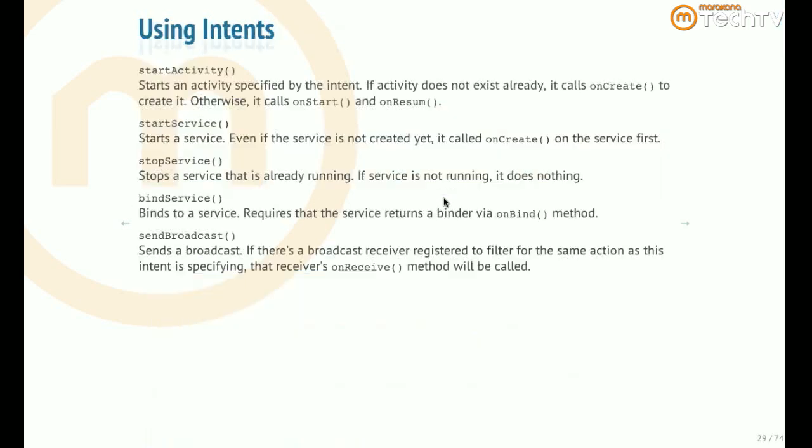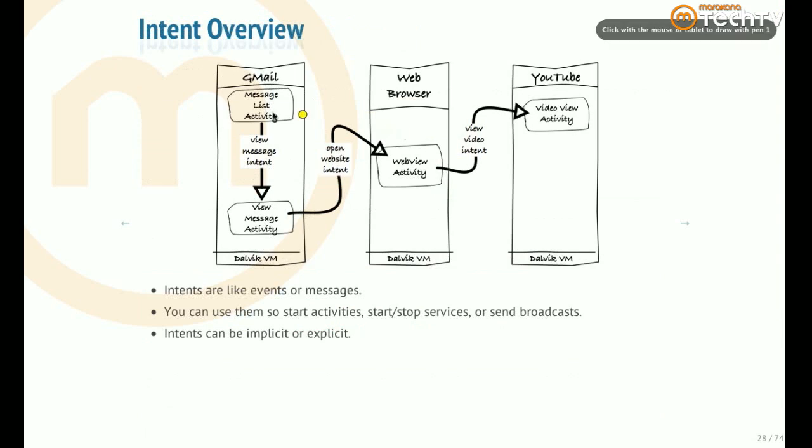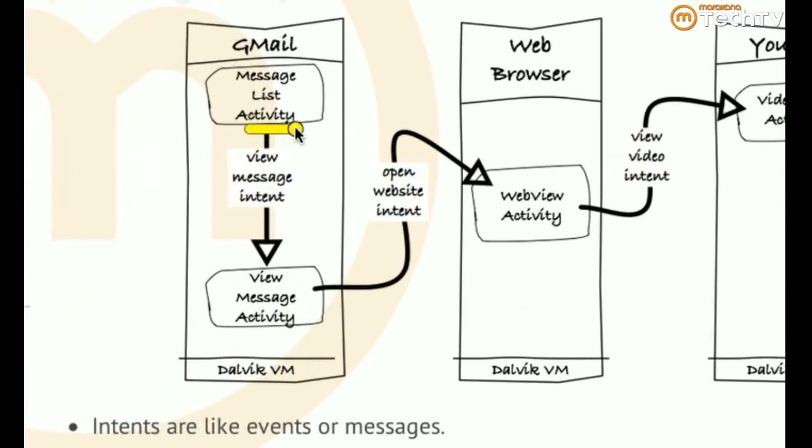So, for example, if I go back here, when I was in Gmail looking at a list of messages and I said, all right, I want to see that particular message, this was explicit. It opened up that particular message using an internal message view activity of Gmail. There was no question about how to handle it.